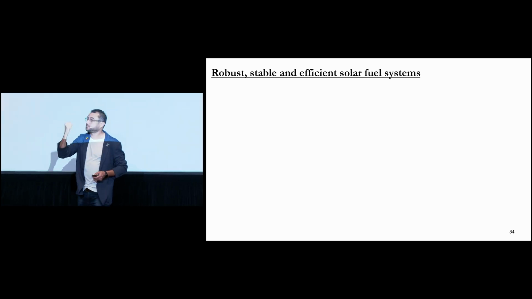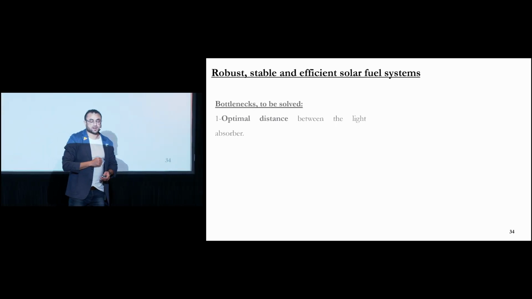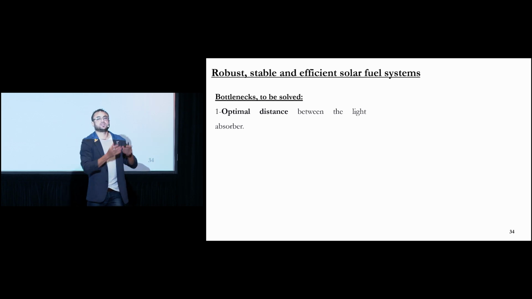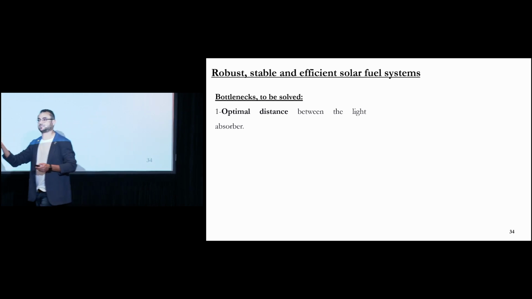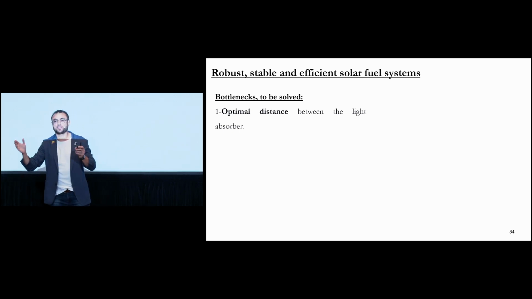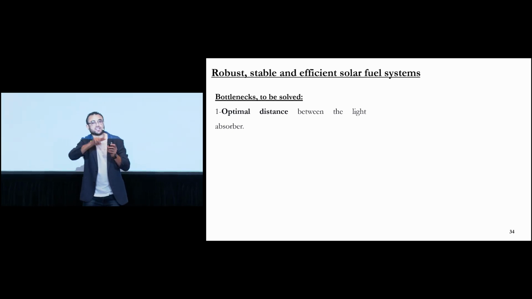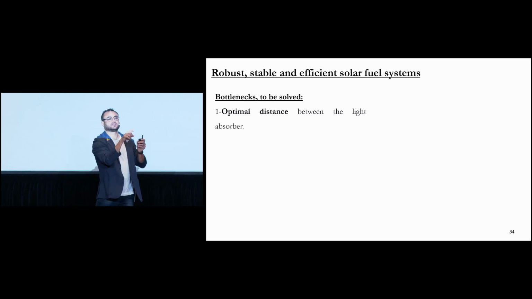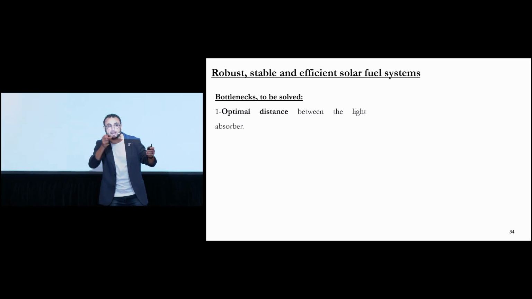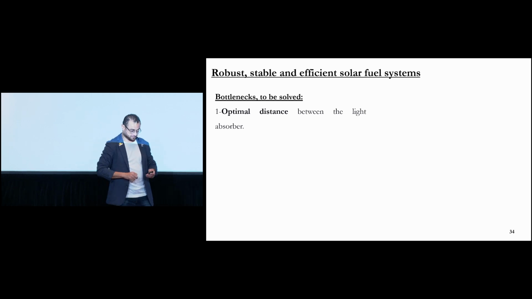So based on that, what I want to tell you now is that in order to achieve robust, stable, and efficient solar fuel systems, we need to overcome some bottlenecks. First one, the optimal distance between the light absorber and the catalyst. It needs to be optimal. It doesn't need to be short or long. If it's too short, after injection, there will be recombination back, so you lose the charge again. If it's too long, you might have trap states that trap the charge. So it needs to be optimal.